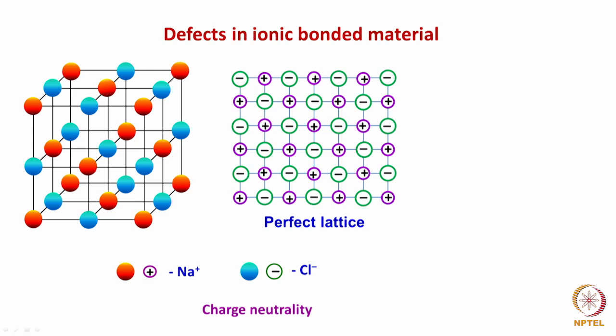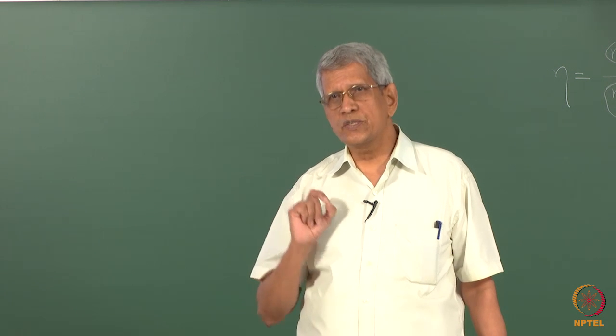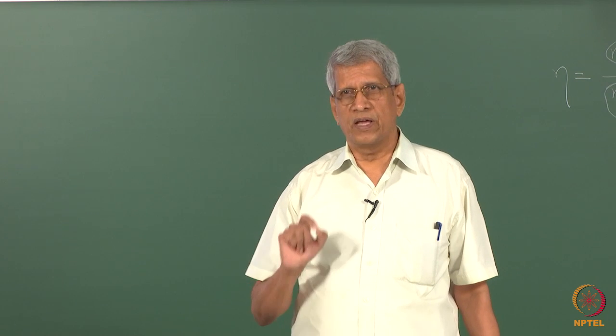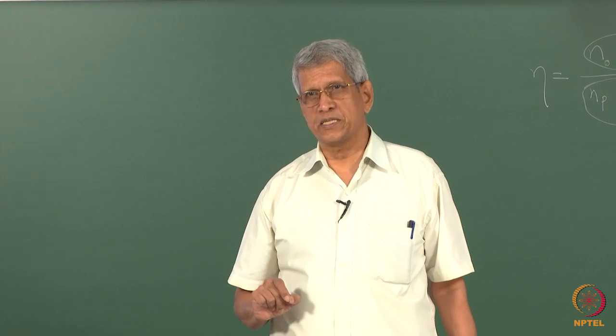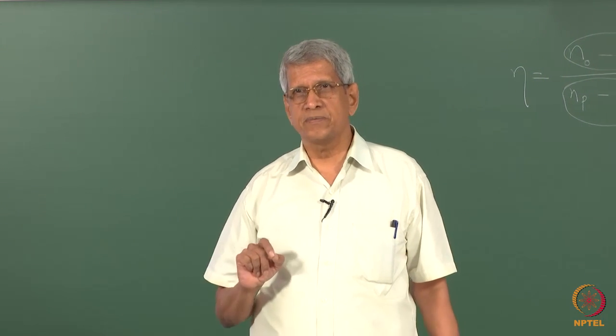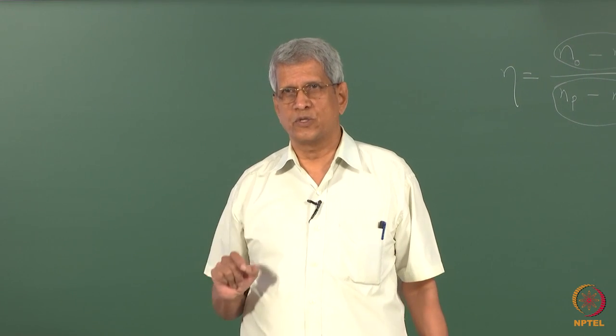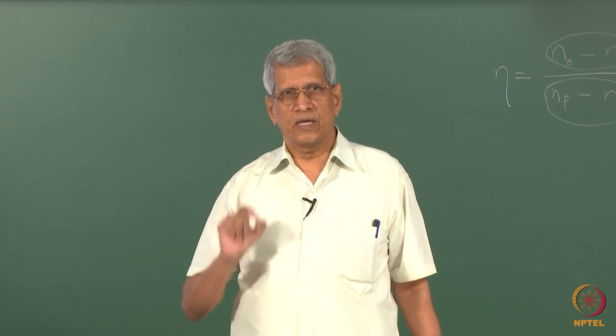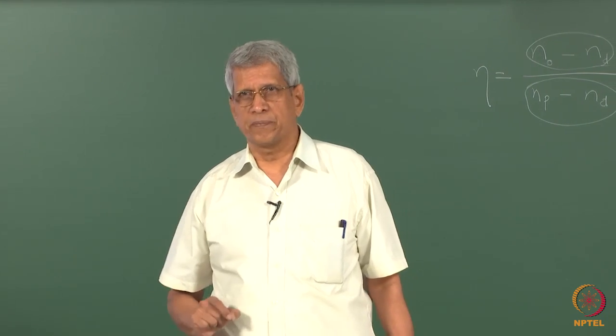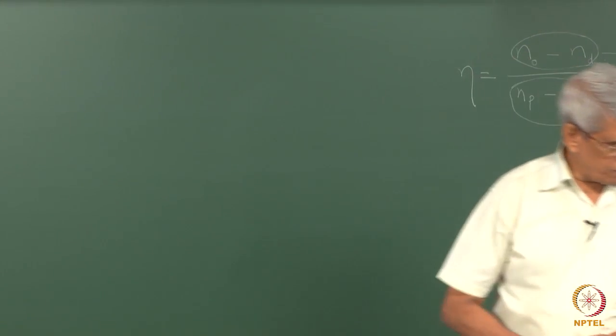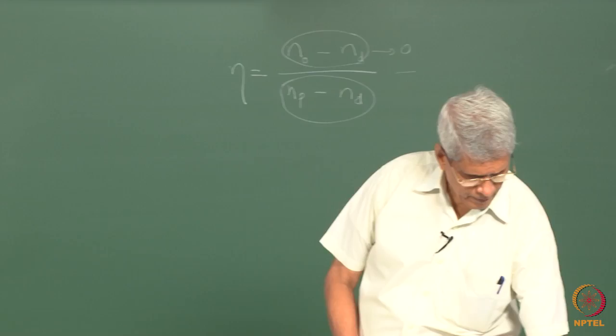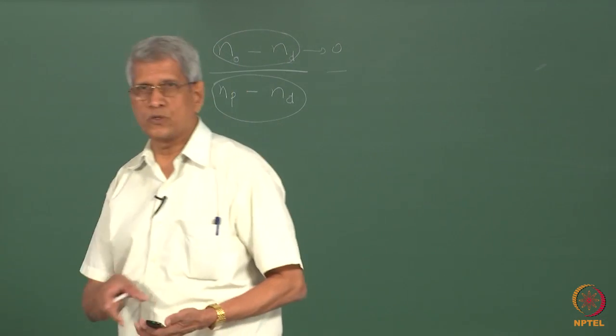And what is essentially important in an ionic or covalent bonded material is that charge neutrality always has to be maintained whenever defects are produced in the lattice. Whereas in metallic systems, you are not looking at charge neutrality. Here that is very much important. So then what will happen when we look for the charge neutrality?